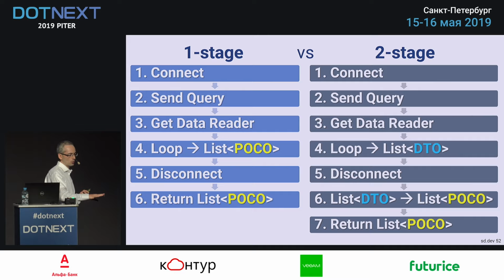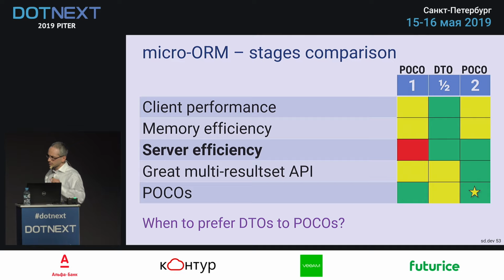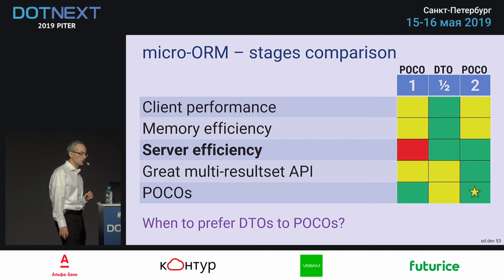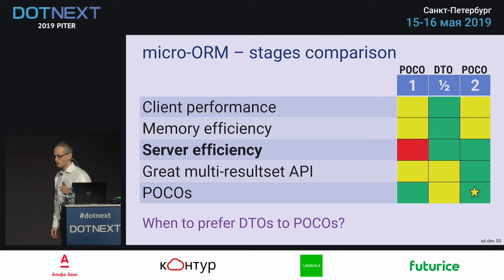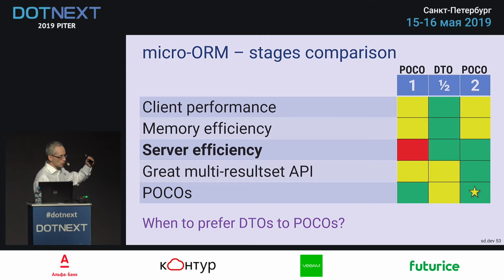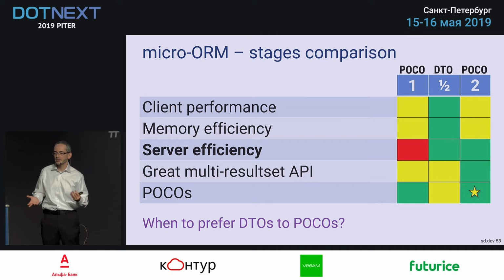So now that we have a conceptual understanding of the three different stages, let's try to compare and contrast them. So I've prepared this matrix for you. In the columns there, you see the three stages, the one stage, the half stage, and the two stage. Over the stage names, you see the object types that are returned. So one stage and two stage return POCOs. Half stage will return DTOs. And horizontally in rows, you see the various criteria that may or may not be important for your use cases. So let's go through that criteria and see what kind of pros and cons we get.